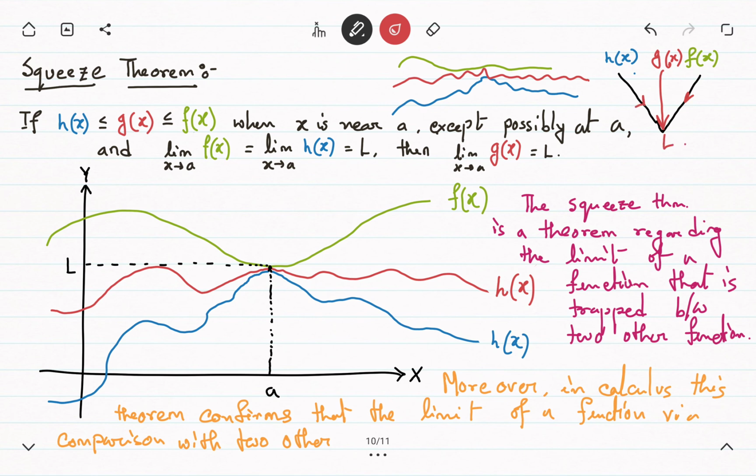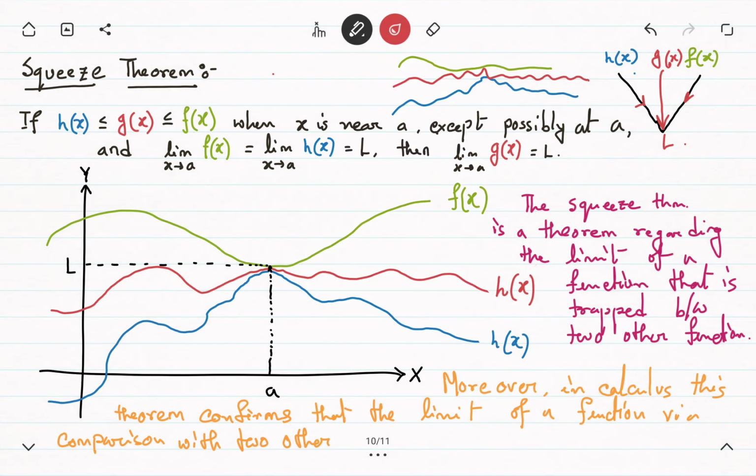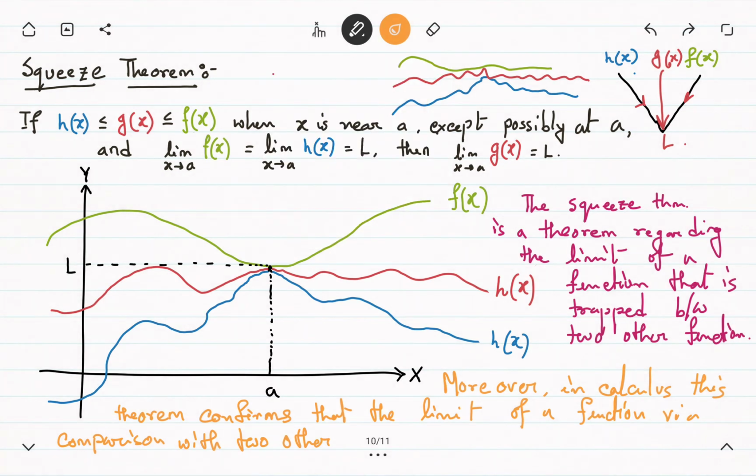That is what we stated: when x is near a, except possibly at a. Possibly at a means it is not attaining exactly a, it is approaching a; that is what I want to mean. So that's how the theorem is defined. Let me highlight this, so this is how it is defined.